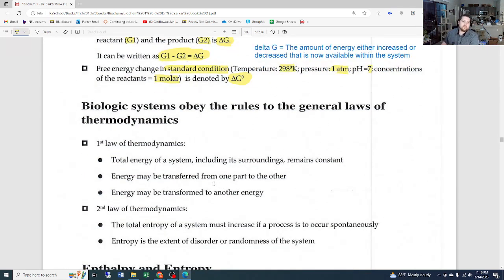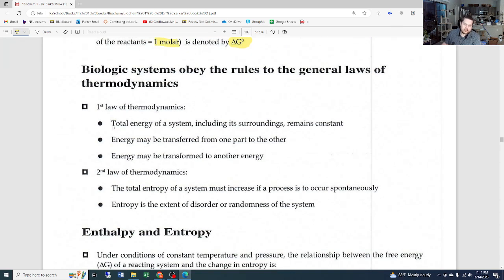Okay. The laws of thermodynamics. He always will throw in a couple of questions on these, saying like, this is which law of thermodynamics, or it'll give you a definition and say which law of thermodynamics is this, those kind of questions. So the first law of thermodynamics: the total energy of a system, including its surroundings, remains constant. So total energy is constant. Energy may be transferred from one part to the other, and energy may be transformed to another type of energy. Kind of like going from a chemical bond to heat.